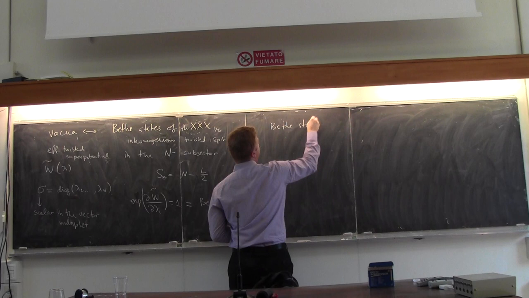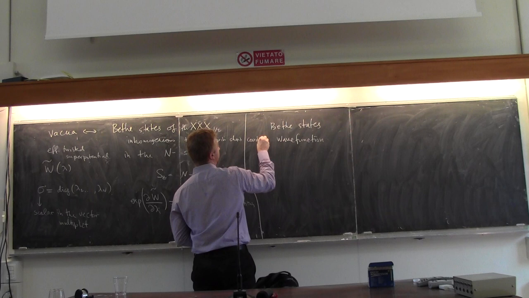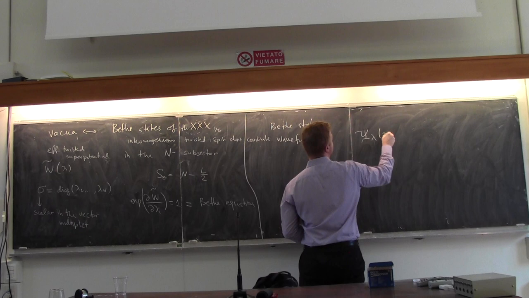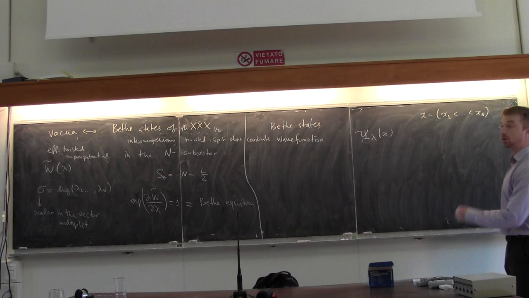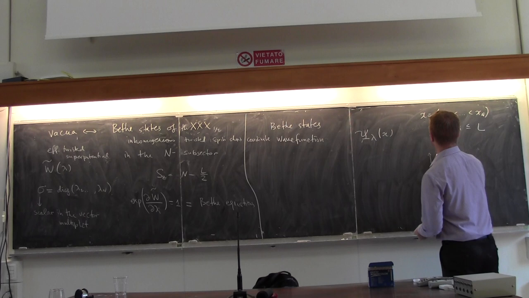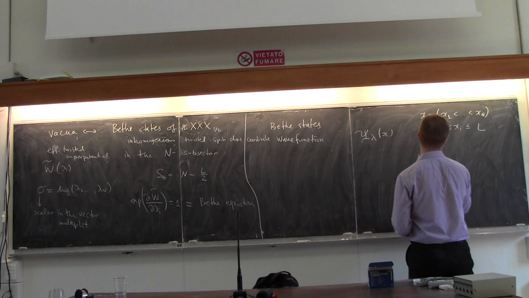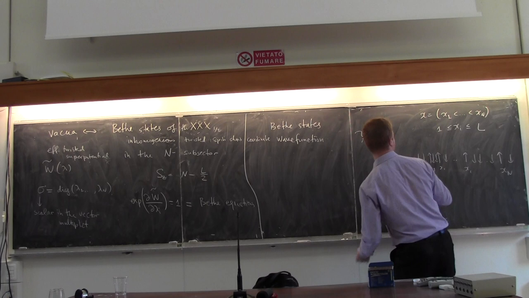By the states, I mean the wave functions. Coordinate wave function, psi lambda of x. So in this context, x is just a collection of n points on the lattice, x_i between 1 and L. So these are just the positions of spins up. Okay. So this is a typical state.